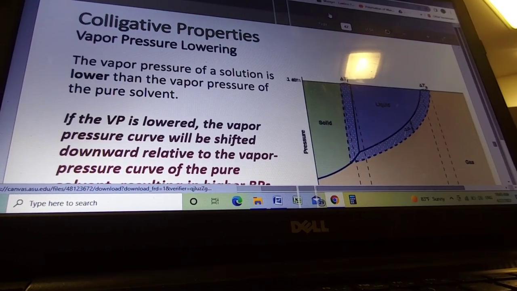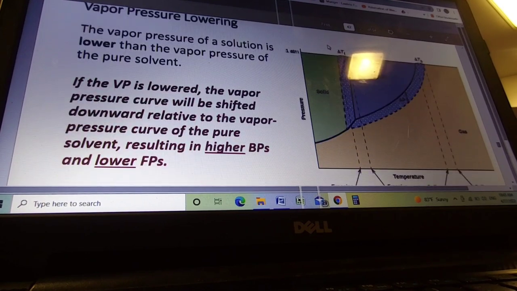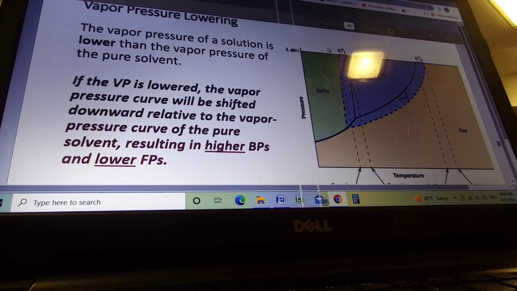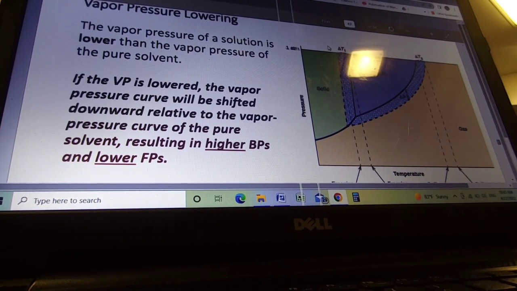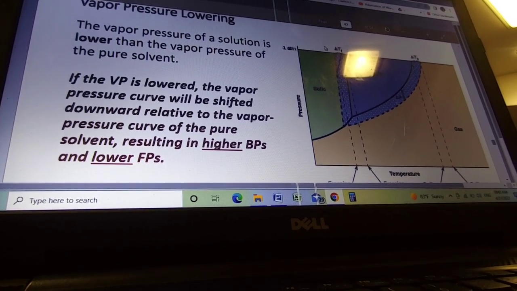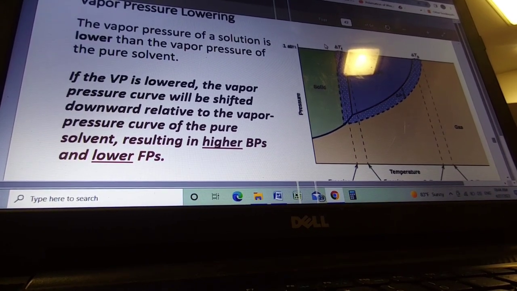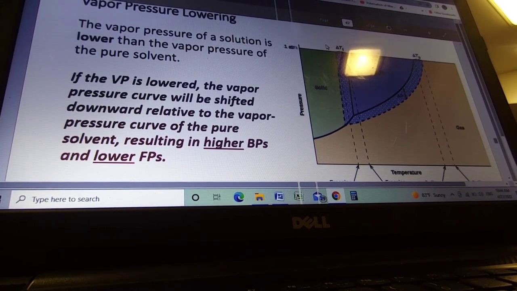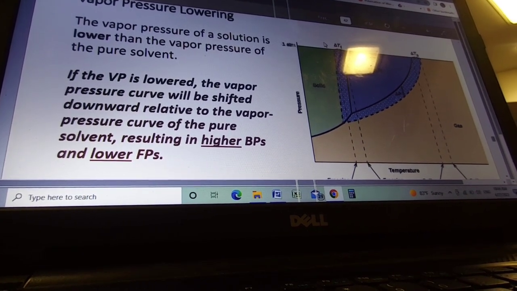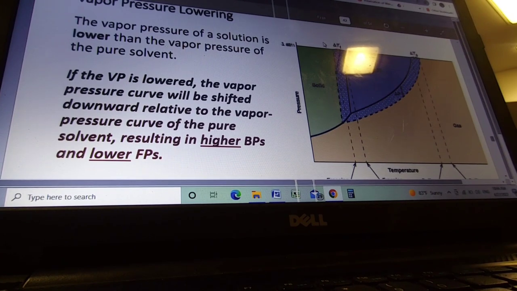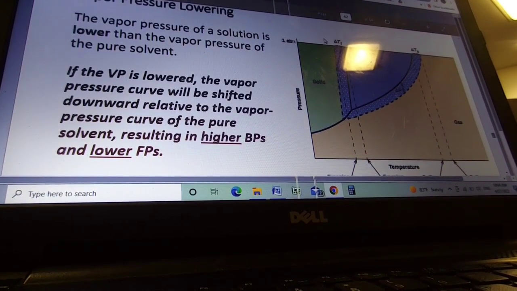The blue line was our original curves, showing equilibrium between all the phases. The dashed line is the effect of vapor pressure lowering. So remember, one atmosphere tells us where normal freezing points and normal boiling points are, right? So the normal freezing point would be at one atmosphere. You drop it down, and you're able to see the freezing point of just the solvent on its own. But because vapor pressure is lower, now that comes a lot sooner.